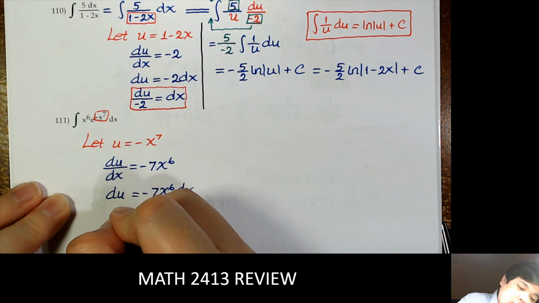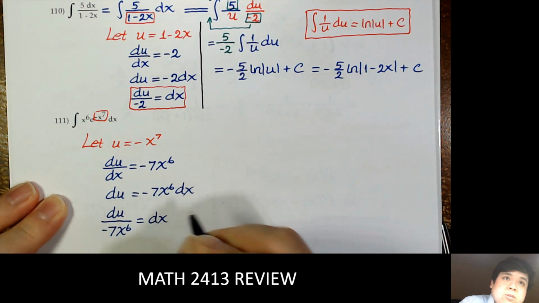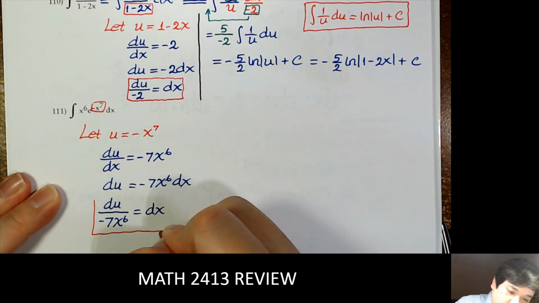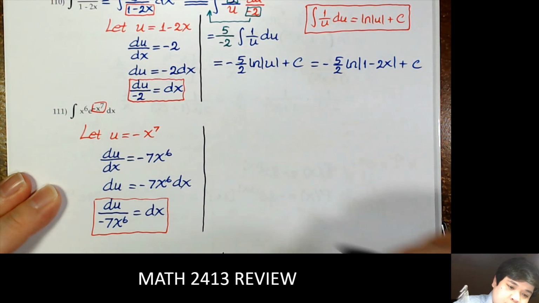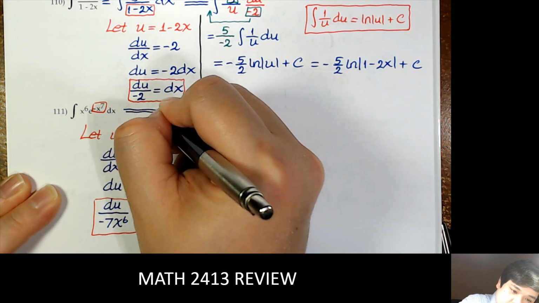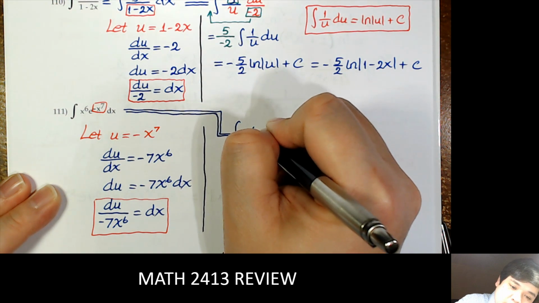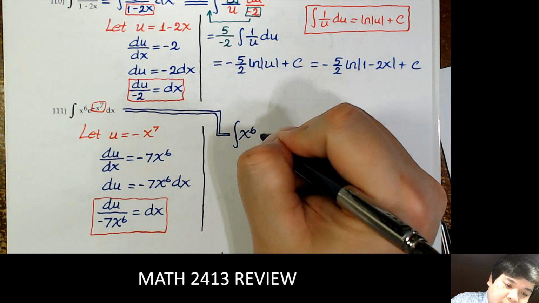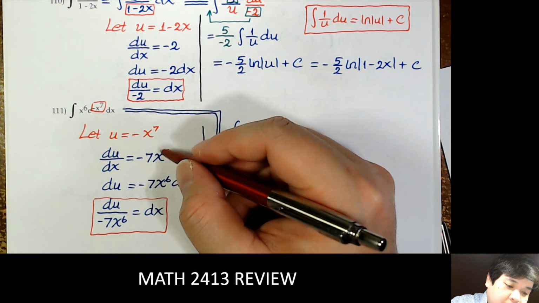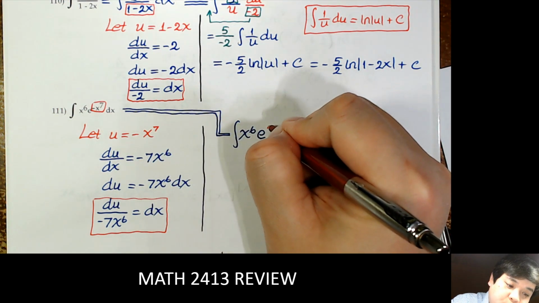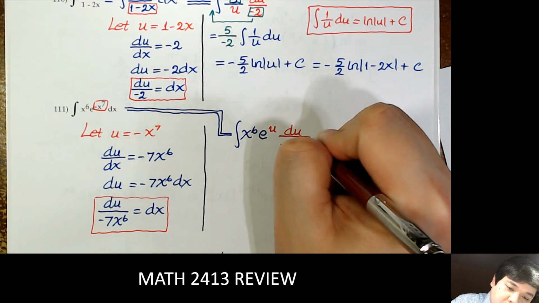and divide by that. So this integral will be equal to x to the 6 and then e to the negative x to the 7, that is u, and dx is du over negative 7 x to the 6.